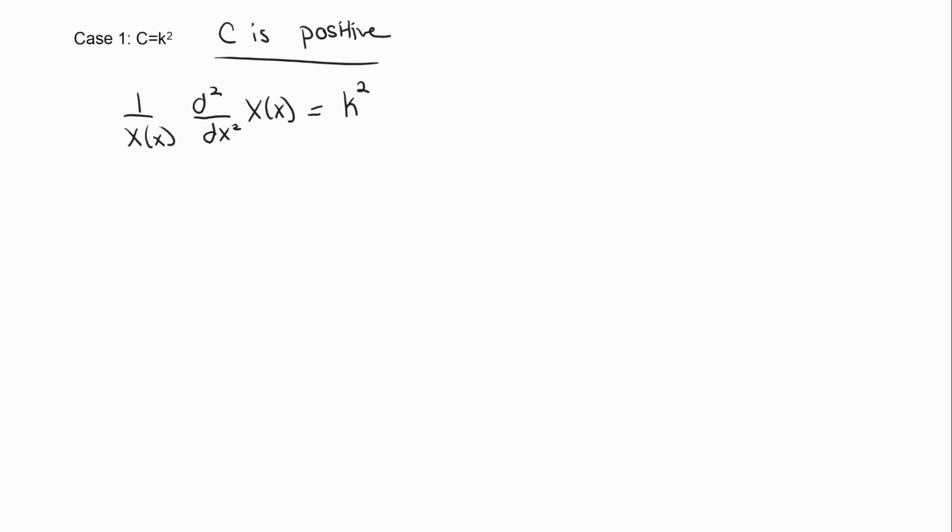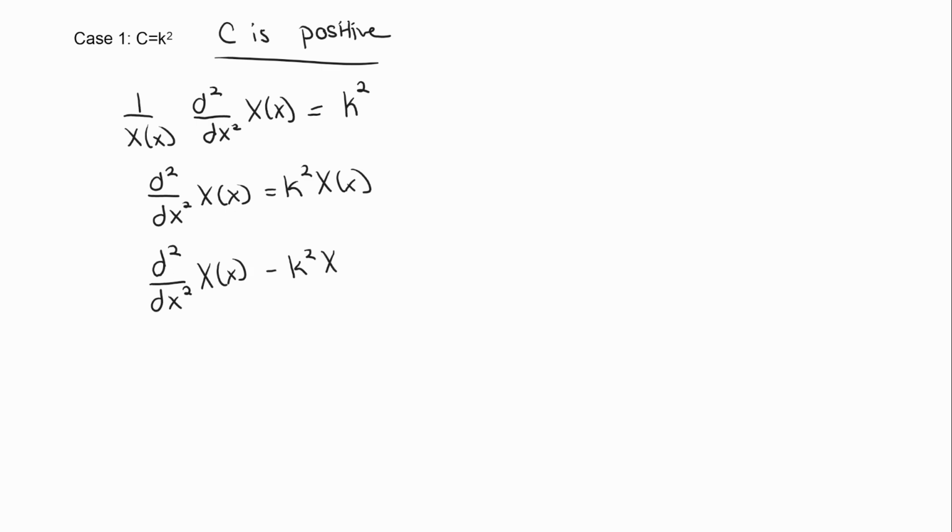If we now solve for this second derivative, we'll multiply our x function on both sides. We'll get our second derivative of our x function is equal to k squared times our x function. And now we set it equal to 0 by subtracting the right side, so the second derivative minus k squared x is equal to 0. Now we have to solve for a solution here.